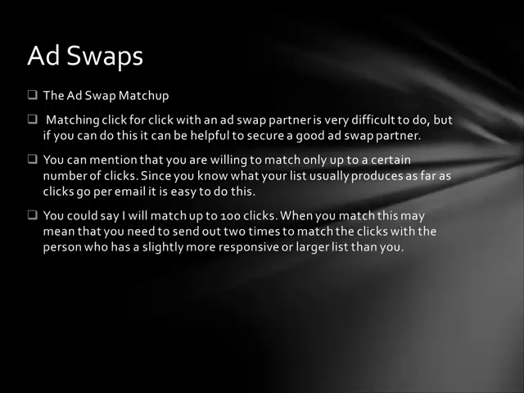You could say I will match up to 100 clicks. When you match this, it may mean that you need to send out 2 times to match the clicks with a person who has a slightly more responsive or a larger list than you. We've kind of talked about this already, but let's say one person can send out one email and they can send you 1,000 clicks. Or they can send you 100 clicks with one email. To be able to match that, you might have to send 2 or 3 times that day or whatever to match the 100 clicks that they're going to be sending you in one time. But if that's what you've got to do, then that's what you've got to do to make sure that you're doing this right.